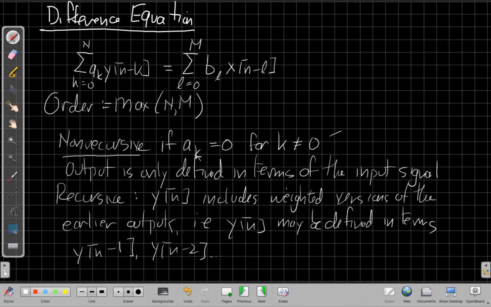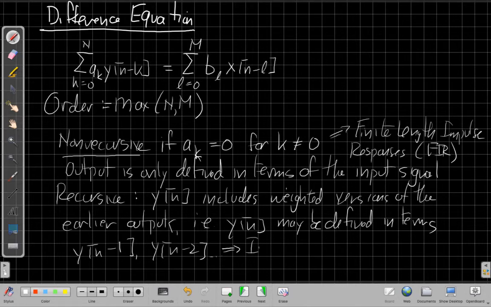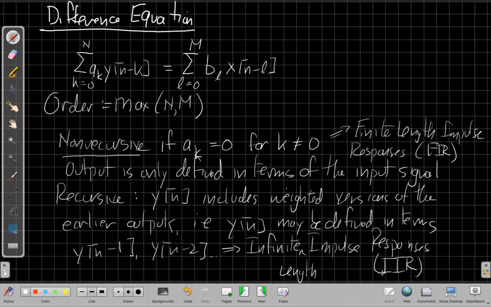And that's important. These lead, we'll see in a little while, to what we call finite length impulse responses, or sometimes these are abbreviated FIR systems. The recursive ones lead to infinite length impulse responses, often abbreviated IIR systems. These are important terms. We'll keep coming back to them, but I wanted to get them on the board early in the game so that people are familiar with these and see them more as we go through.